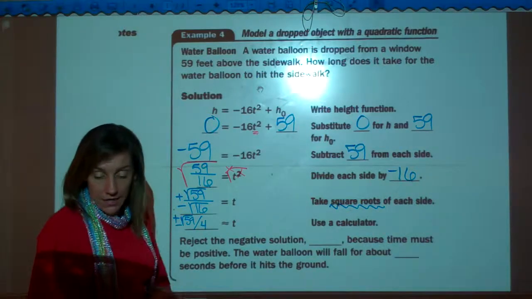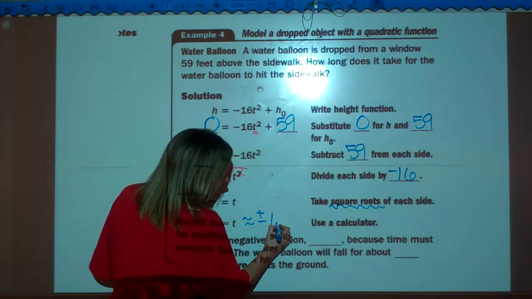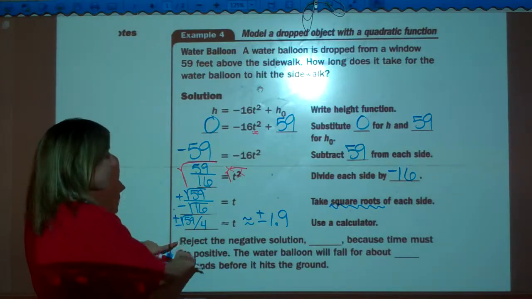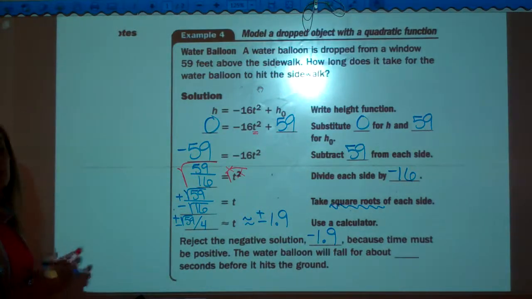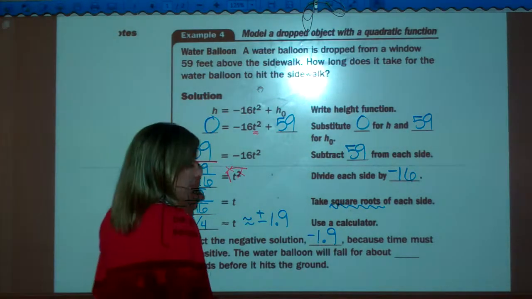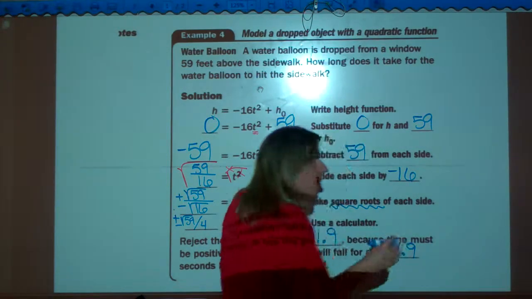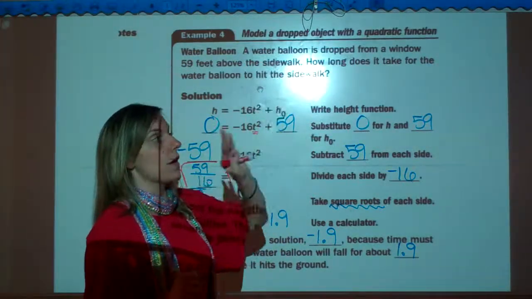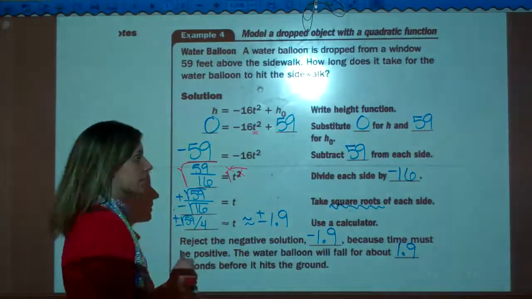If I were to put that in the calculator, I actually do get a decimal, and it is a little bit under 2 seconds, plus or minus 1.9. But this says reject the negative solution, negative 1.9, because time must be positive. There's no such thing as a negative time. So the water balloon will fall in about 1.9 seconds. So almost 2 seconds and it would hit the ground. If you're up at 59 feet and you throw it and it makes that curve, it should take just under 2 seconds to hit the ground.